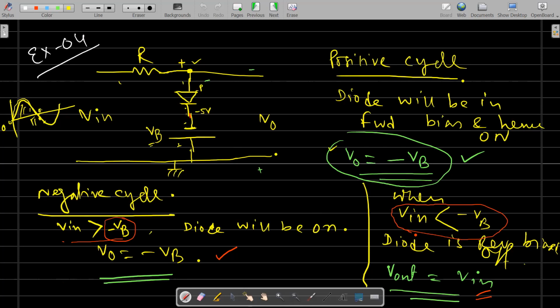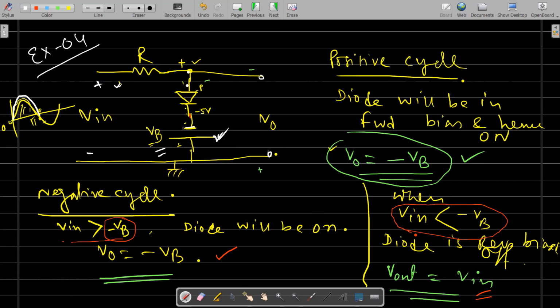So for the positive cycle, for the 0 to pi section, this one will be plus and this one will be minus. For the entire positive cycle, the diode will be on because the N side of the diode is connected to the negative potential of VB, the battery negative terminal. To the P side, we are applying some positive voltage. So for the entire positive cycle, the diode will be on. And when the diode is on, the output you will get is nothing but VB, because you know diode on means it will be replaced by a short circuit. So the output you will get is the same as VB.